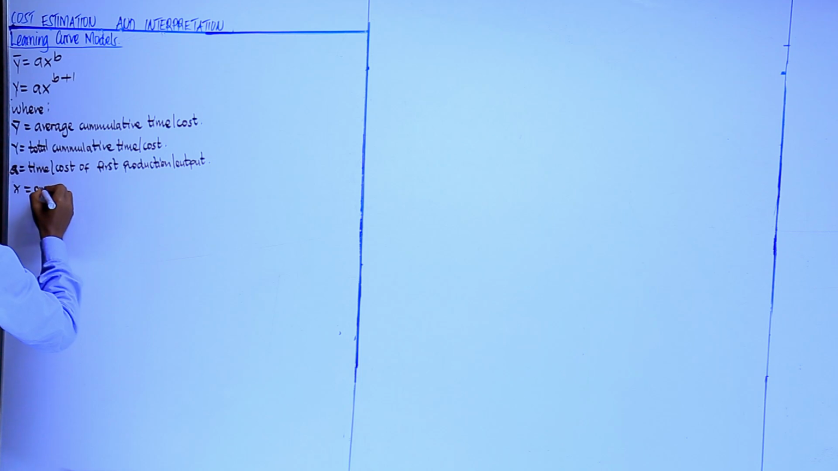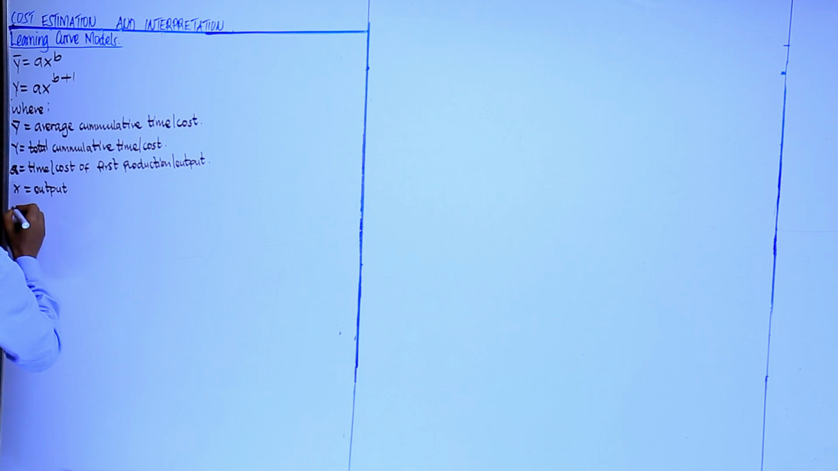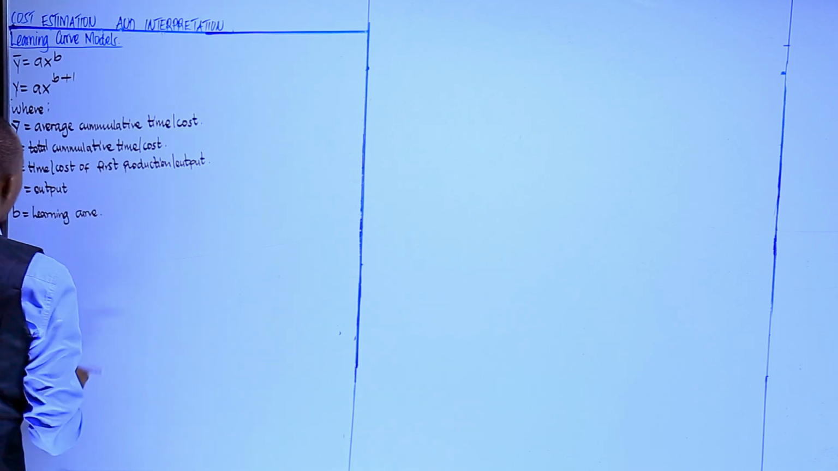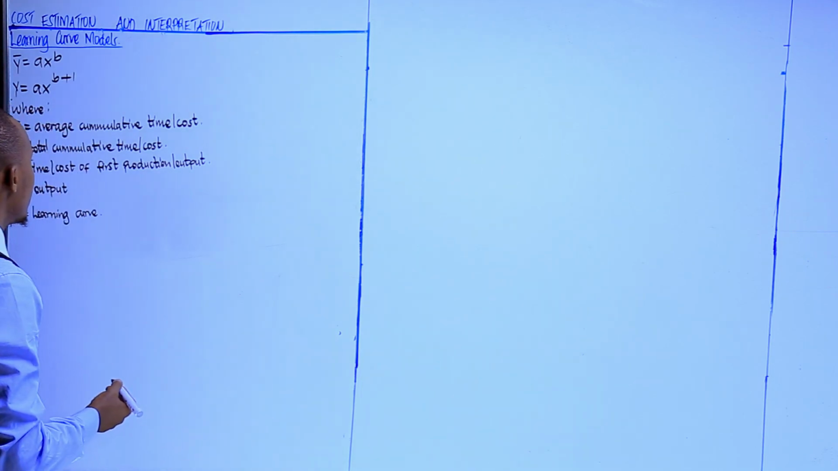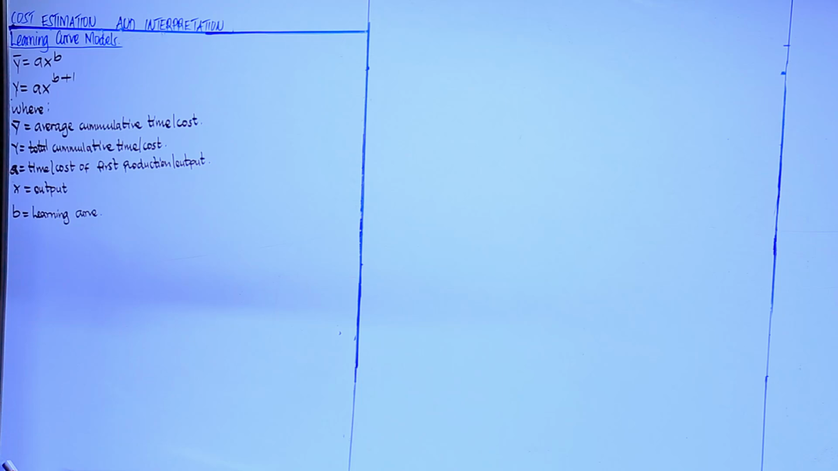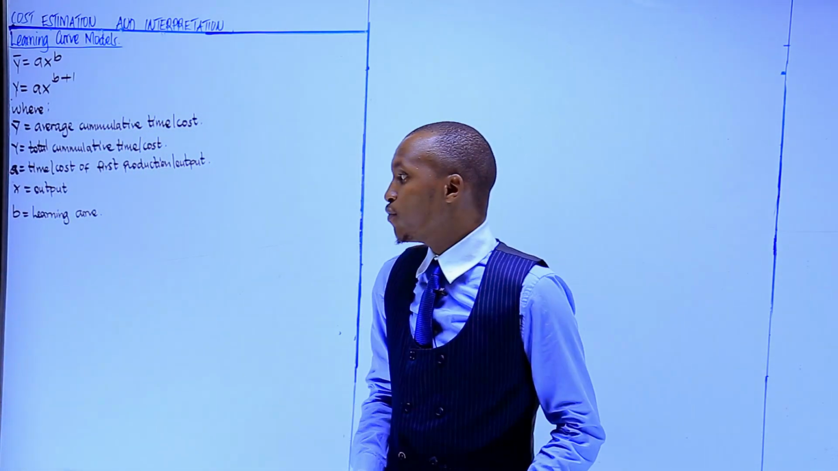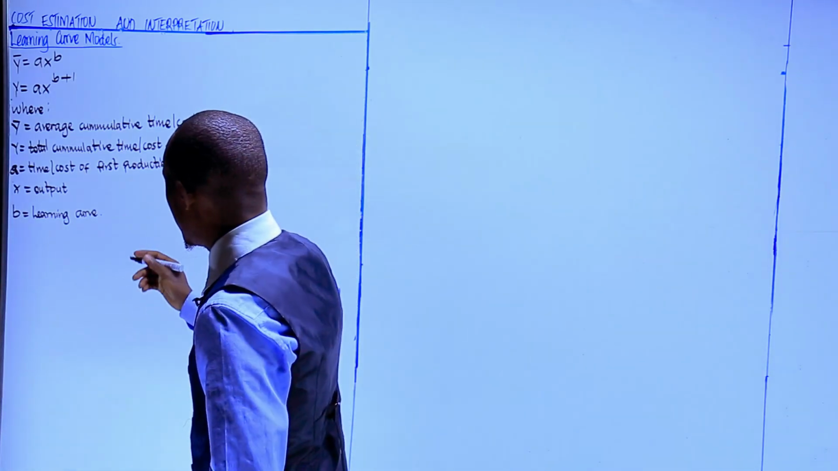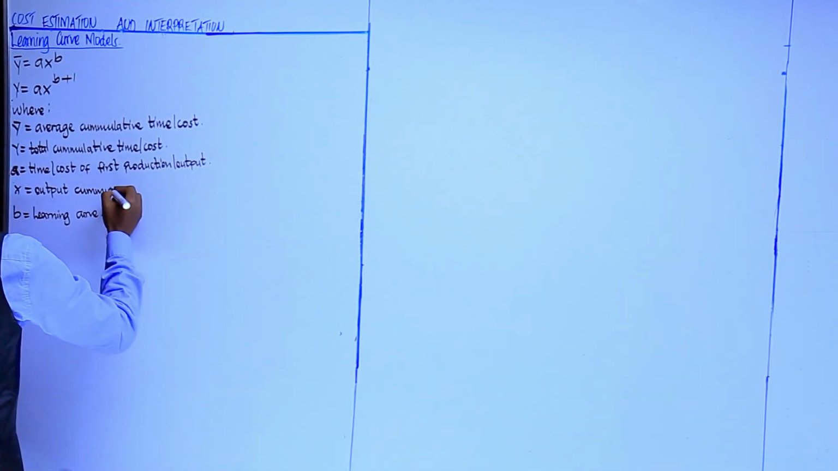X is your output. B is your learning curve. That is the general form of the learning curve model. Now, this should be cumulative output.